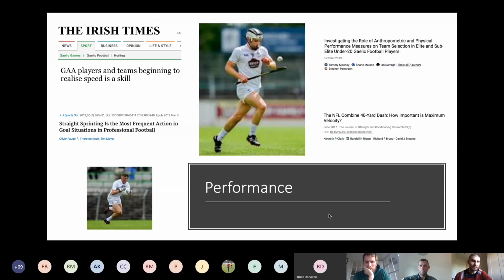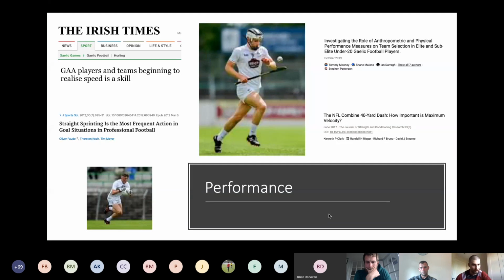The next one on the left is talking about straight line sprinting as the most frequent action in goal situations in professional soccer. They analysed the GPS there, and they found that before a goal or before a goal opportunity, the most frequent physical action was a straight line sprint. And this is similar to Gaelic football, where we questioned last week, but they never get to run in straight lines.